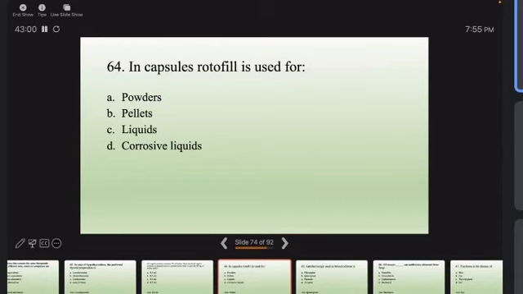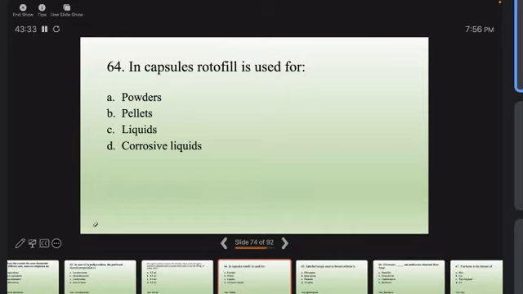I'm asking about something very basic, a processed food that we get. We are all aware of cup curds, right? Curds which are available in cups. So something which is not very liquidy or not very solid, which has some amount of water content in it. Rotofill apparatus is the best to fill them in.